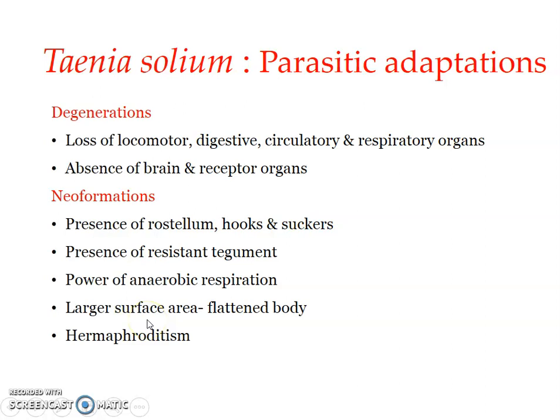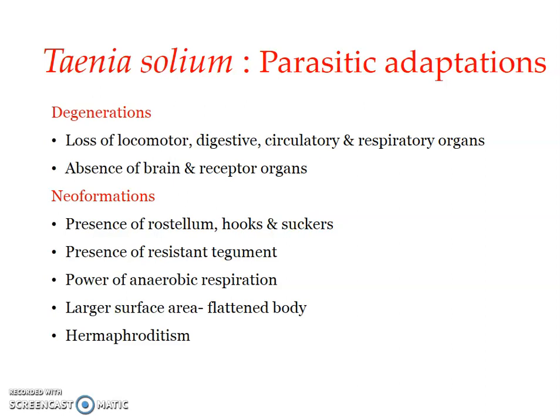Because of the flattened body, they have a large surface area, and through this large surface area, absorption and other processes are carried out. Then hermaphroditism. Obviously, this is self-fertilization, and it is very difficult to find another individual of the same species for reproduction. So hermaphroditism helps in increasing the chance of reproduction. These are the parasitic adaptations.